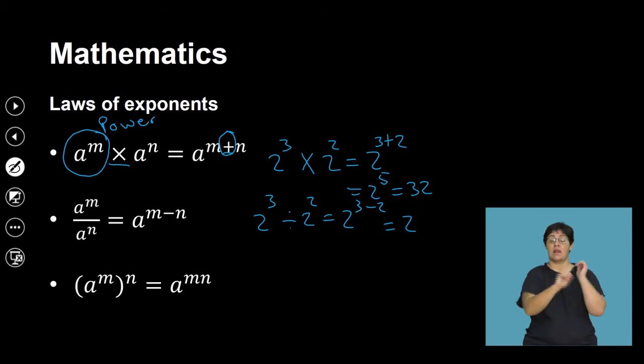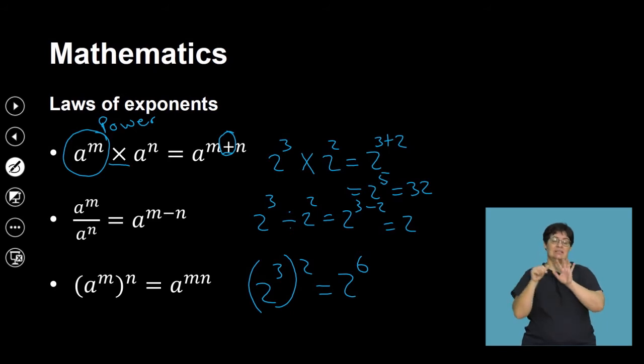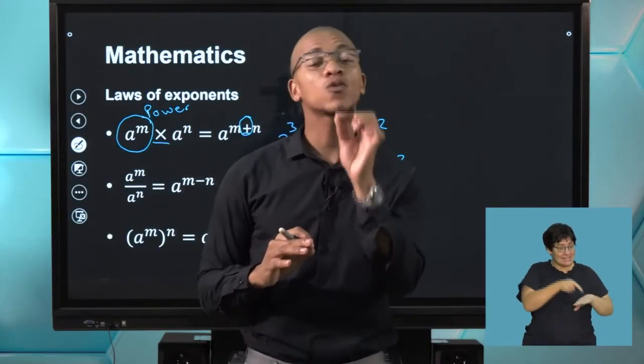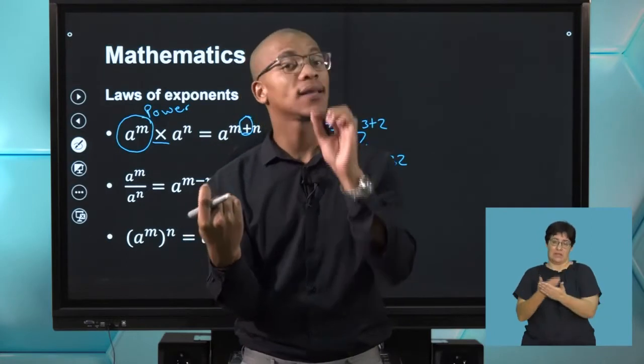And the last one is, if I have 2 to the exponent of 3, all of it raised to 2, this will be the same as 2 to the exponent of 6. I'm going to multiply the two exponents. So what you need to understand here, guys, is the bases need to be the same for you to apply the laws, right? That's the condition.